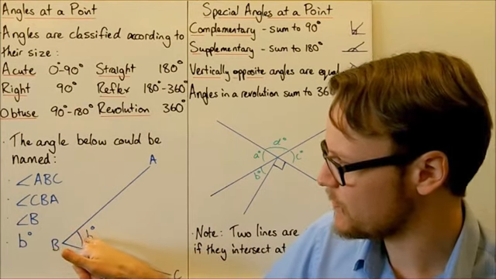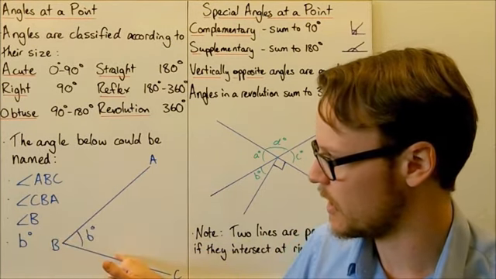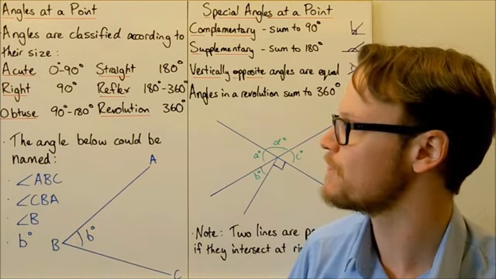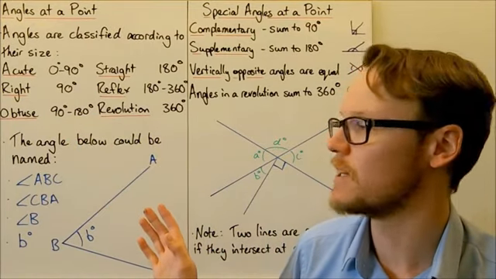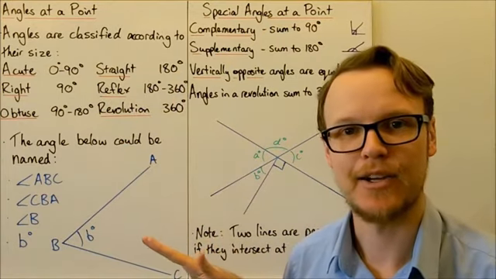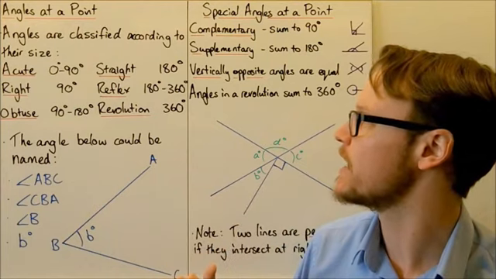This angle here looks less than a right angle. 90 degrees is a corner. So this angle here looks to be acute. Obtuse angles are between 90 degrees and 180 degrees. A straight angle is one that is a straight line, it is flat, it's 180 degrees.